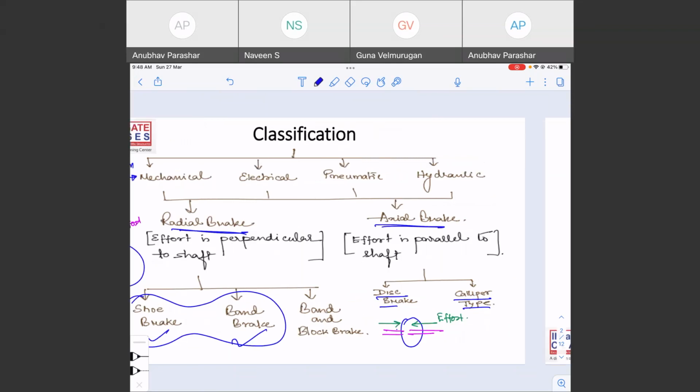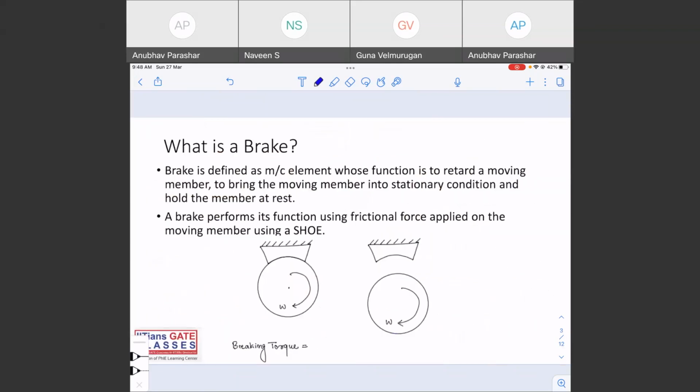So let us try to understand what exactly a brake is. All of us know what a brake is. It is a machine element whose function is to retard a moving member, to bring the moving member into stationary condition and hold the member at rest. All of us know this. A brake performs this function using a frictional force. This is something important: how the brake performs, it uses a frictional force.